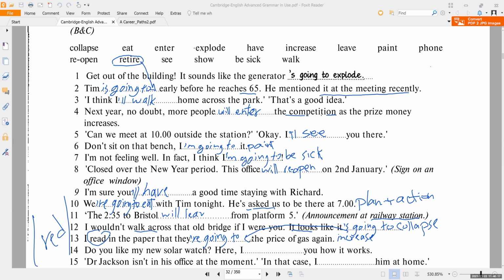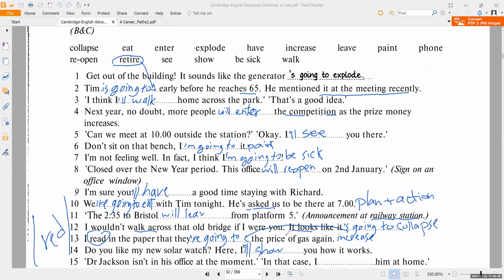Do you like my new solar watch? Here you how it works. Do you like my new solar watch? ساعتي الشمسية عجبتك؟ I'll show you. سأريك. I'll show you how it works. أنا حشوفك كيف تشتغل. Number 15 والأخير.